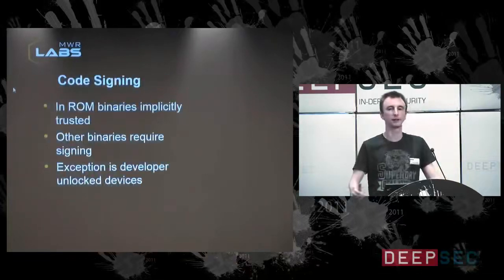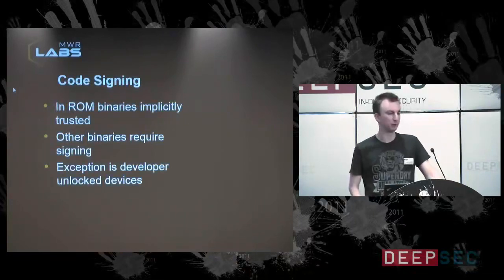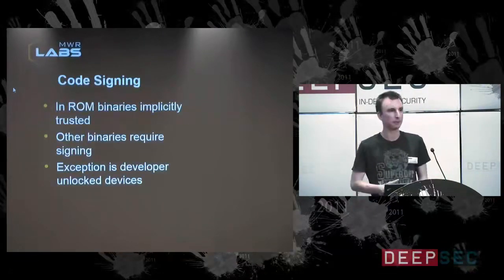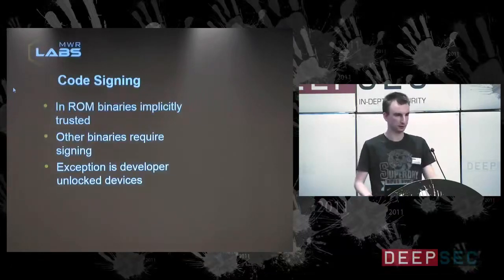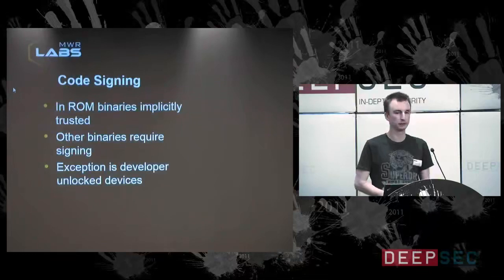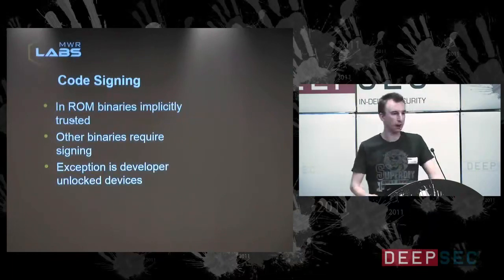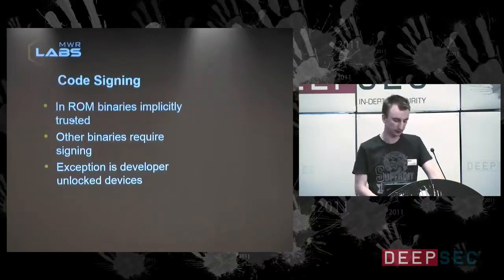So this works together as well with the code signing model on the device. Binaries which are shipped in the ROM in the operating system at build time are implicitly trusted because they got built into the OS. But they still require these policy entries to actually execute on the device. Any binaries which you put on the phone after the ROM has been built require to be code signed with a valid code signing certificate.